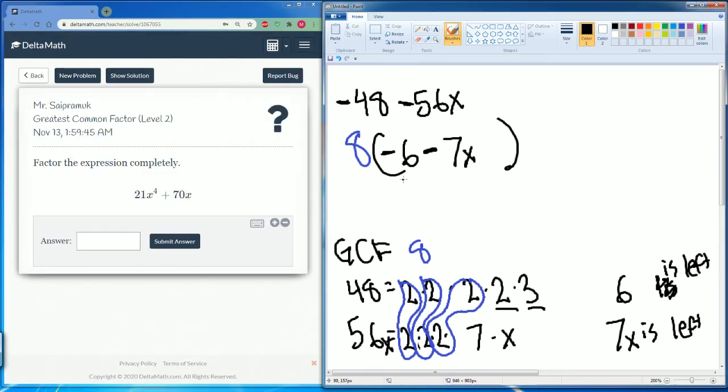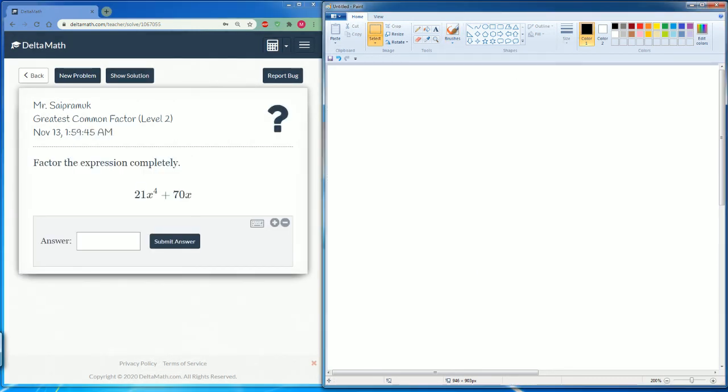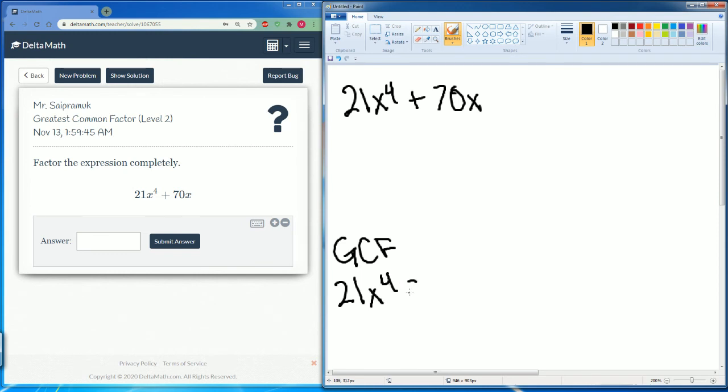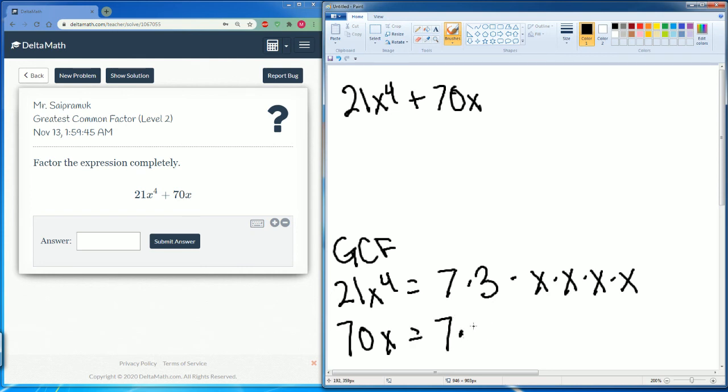And this is going to be our last problem. The expression is 21x to the 4th plus 70x, and we were asked to factor it out. The greatest common factor: 21x to the 4th can be broken down to 7 times 3 times x times x times x times x. 70x can be broken down into 7 times 10, which is just 2 times 5 times x. The greatest common factor is your 7 and an x.